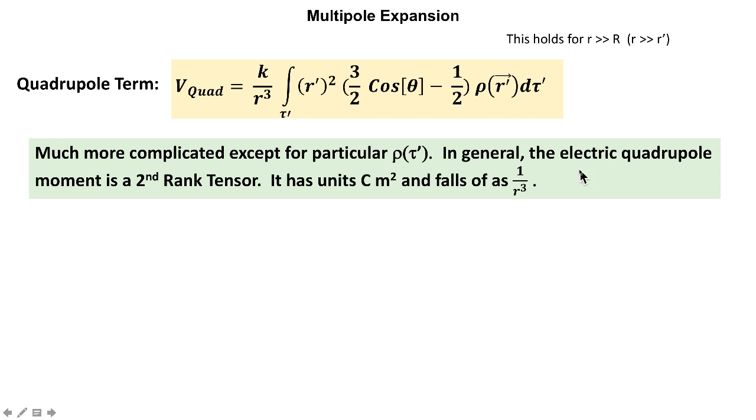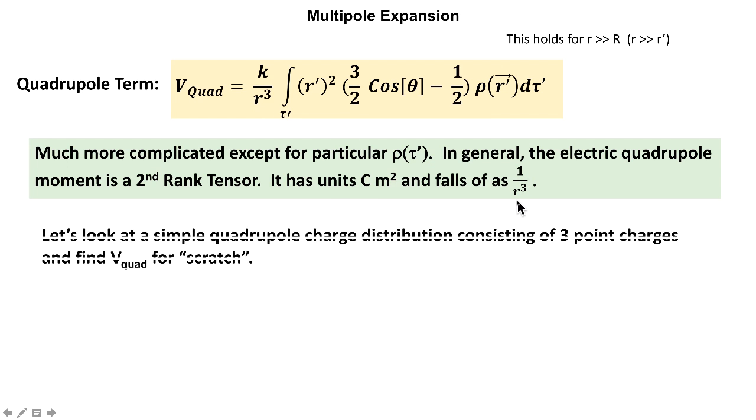In general, the electric quadrupole moment is a second-rank tensor. It has units of charge times meter squared, and as we see here, it falls as 1 over r cubed. So let's depart from this integral definition of the quadrupole term in the multipole expansion and look at a simpler charge distribution, namely 3 point charges, and find V quad from scratch, and you'll see what I mean by that.